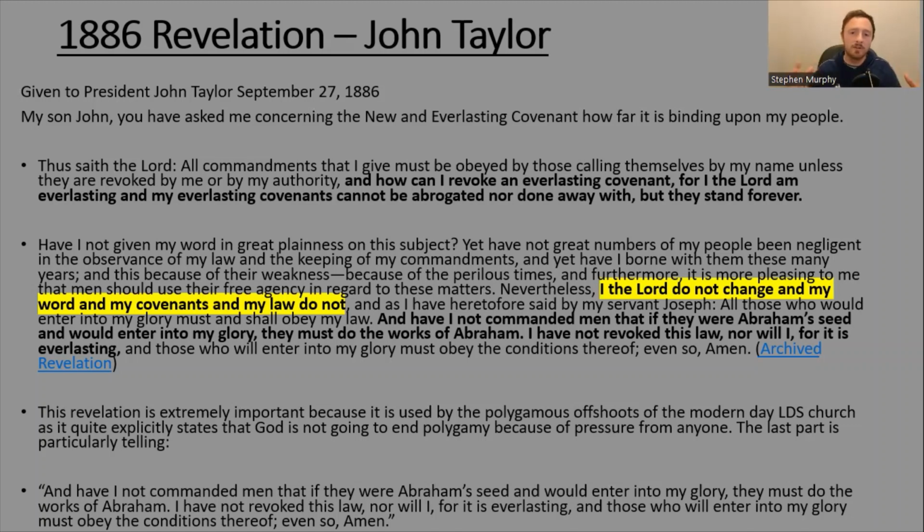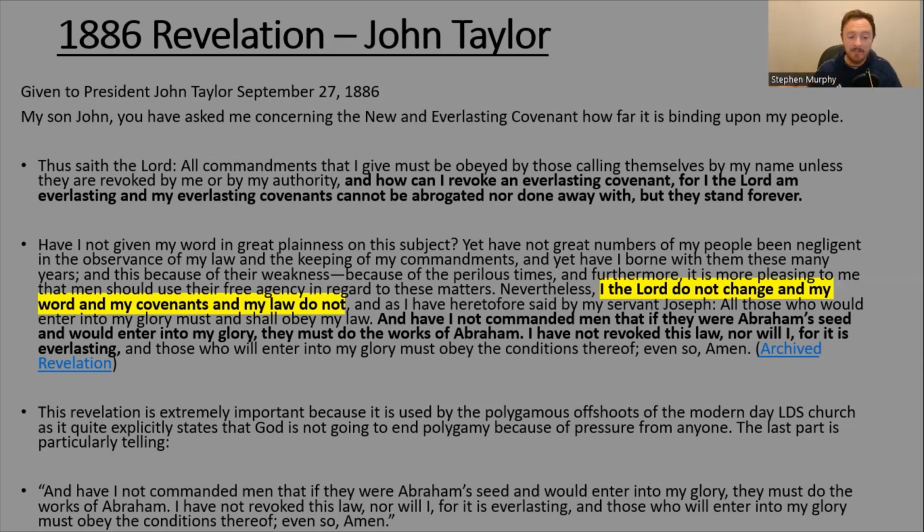And then the author of LDS Discussion says that this revelation is important because it is used by polygamous offshoots of the modern day LDS church, as it's quite explicitly stating that God is not going to end polygamy because of the pressure from the government, from society. And the last part is very telling.